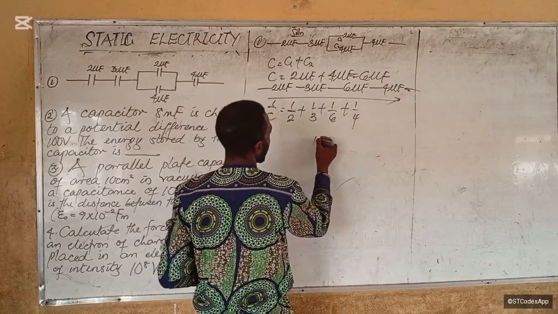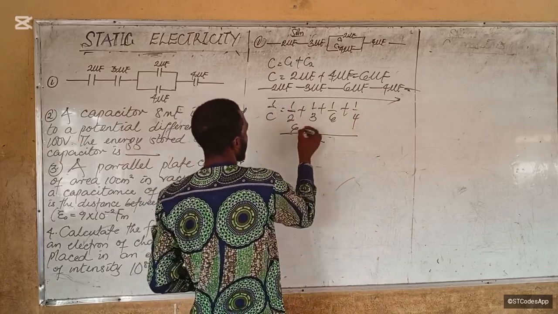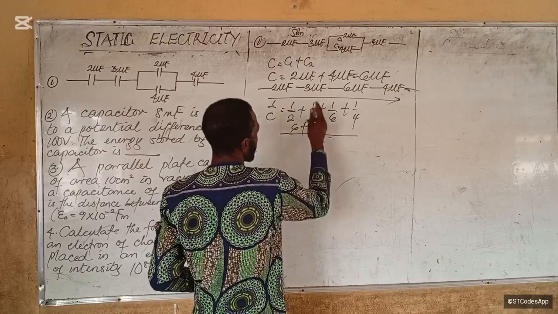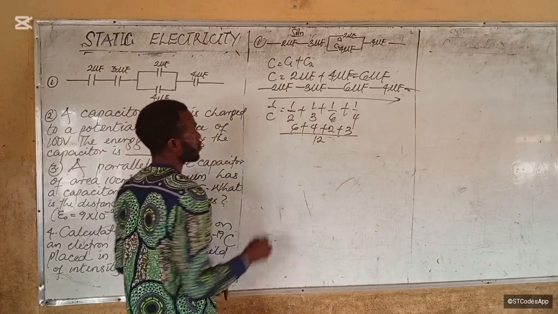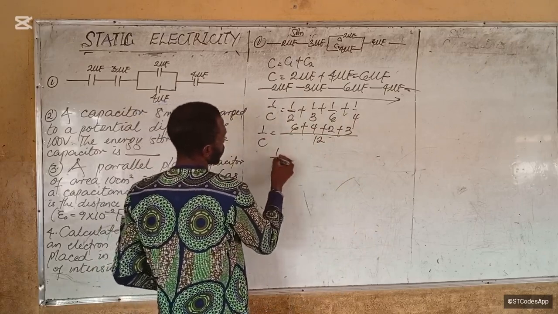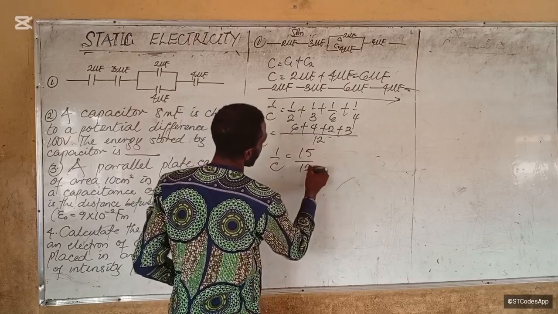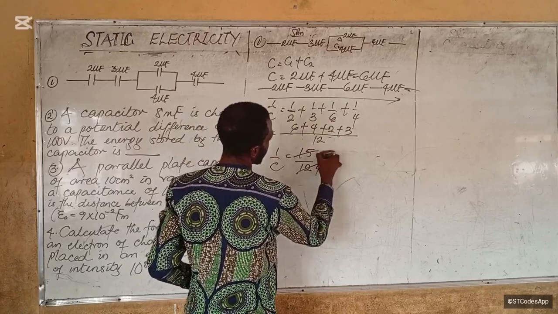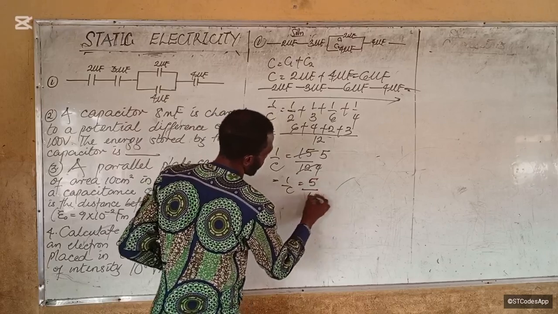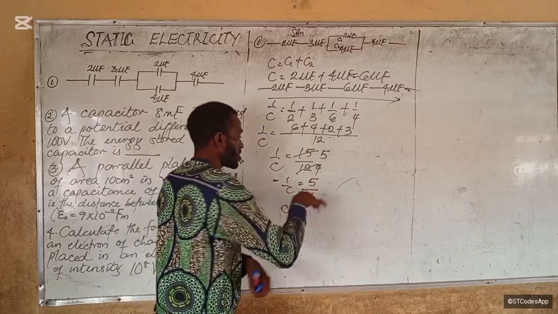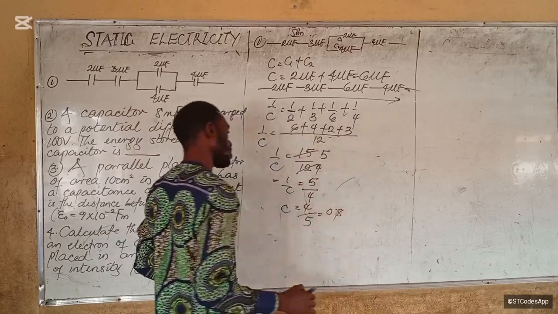The LCM is 12, right? 2 in 12 is 6, 6 by 1 is 6, plus 3 in 12 is 4, plus 2 plus 3. I'll make you understand what I'm doing. So 1 over C will therefore be equal to 15 over 12. 3 goes here 4 times, 3 goes here 5 times. So we have 1 over C equal to 5 over 4. So C will be equal to, invert it, 4 over 5, which is 0.8.